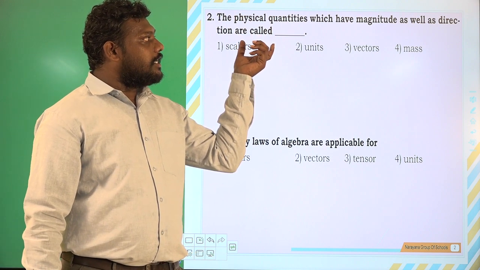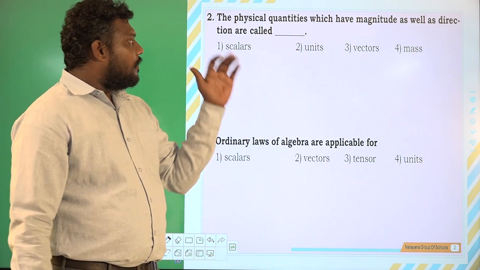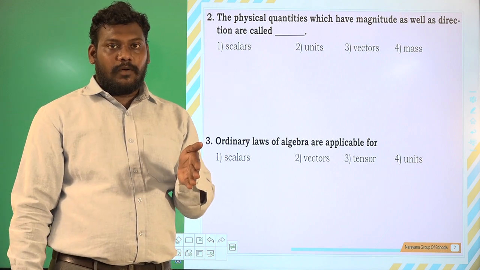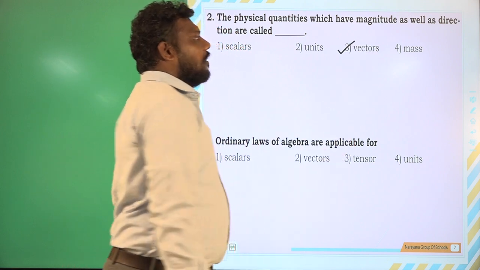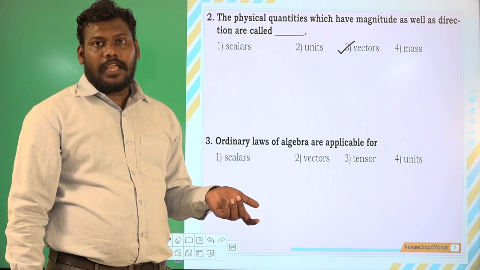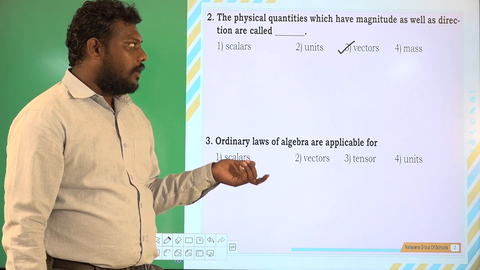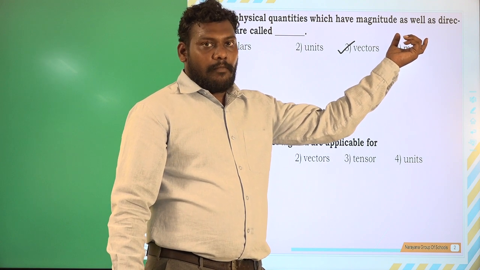The physical quantities which have magnitude as well as direction. Okay, the physical quantities which have magnitude and direction are called vector quantities. Here, scalar quantities don't need any direction; they need only magnitude. And mass is a scalar quantity which needs only magnitude.